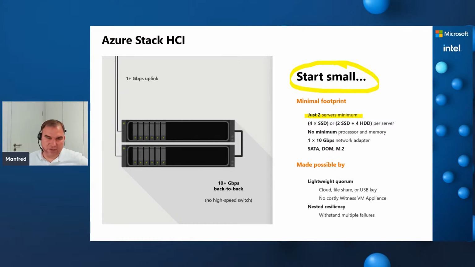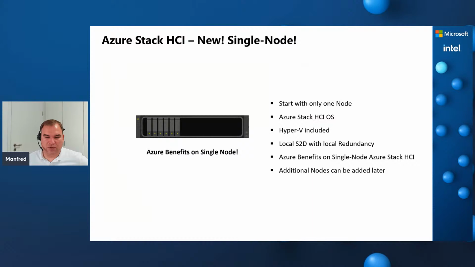New since a few weeks is the option to start with a single server. The single server has the advantage. We have the Azure Stack HCI OS on the server. Hyper-V is included. We're using storage spaces direct. We have all the Azure benefits, and we can extend it later. So it's a single node cluster. You could configure something like this in Windows Server, single node clusters for testing. For sure, we don't have server redundancy in this configuration because we only have one server, but we have disk redundancy. So we are building a local redundant storage. It's expandable.